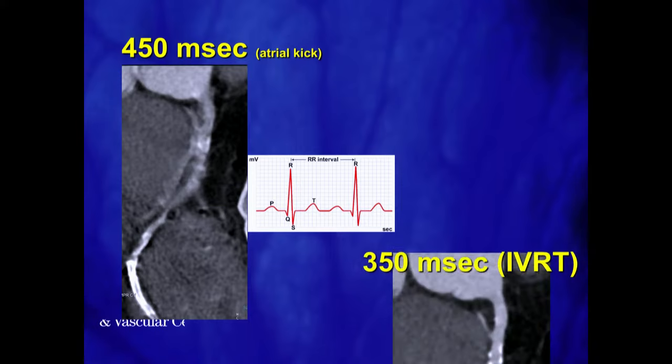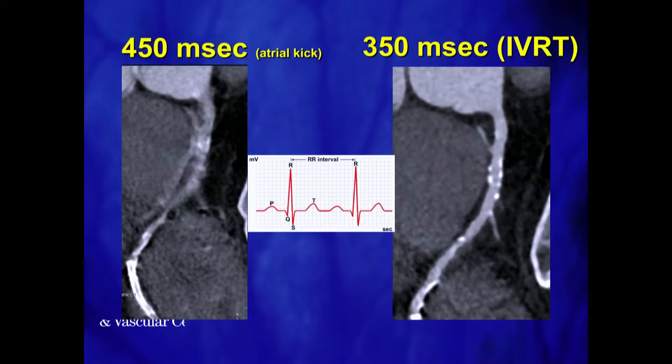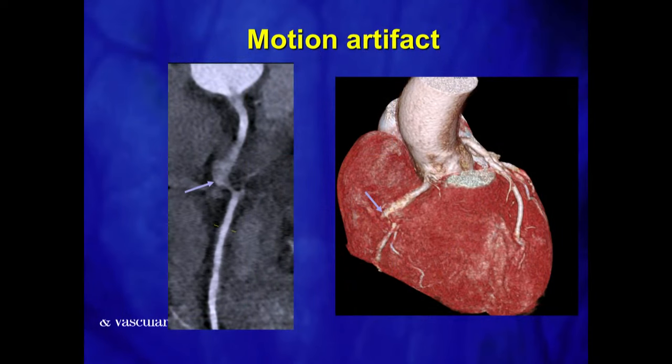And if I actually have chosen a different phase of the cardiac cycle here, the same coronary, but at 350 milliseconds, so right at that end systole, during the isovolemic relaxation time, I now can interpret this segment of the right coronary artery, which was not interpretable on the different phase of the cardiac cycle.